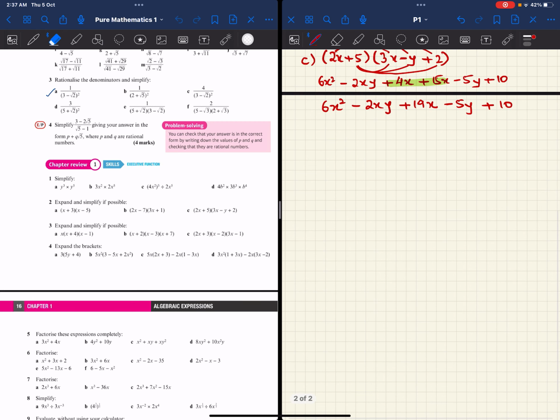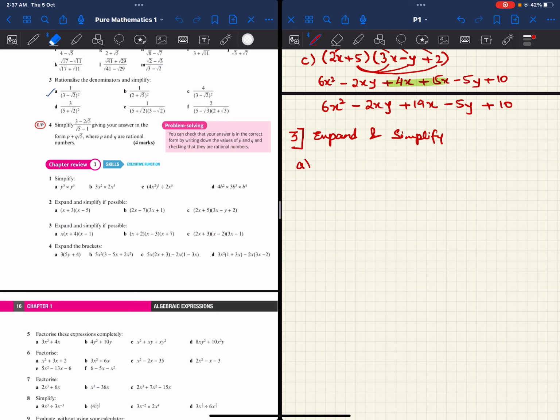Let's move on to question number 3. Question 3 is expand and simplify if possible. So expand and simplify, but only if simplification is possible will we simplify.